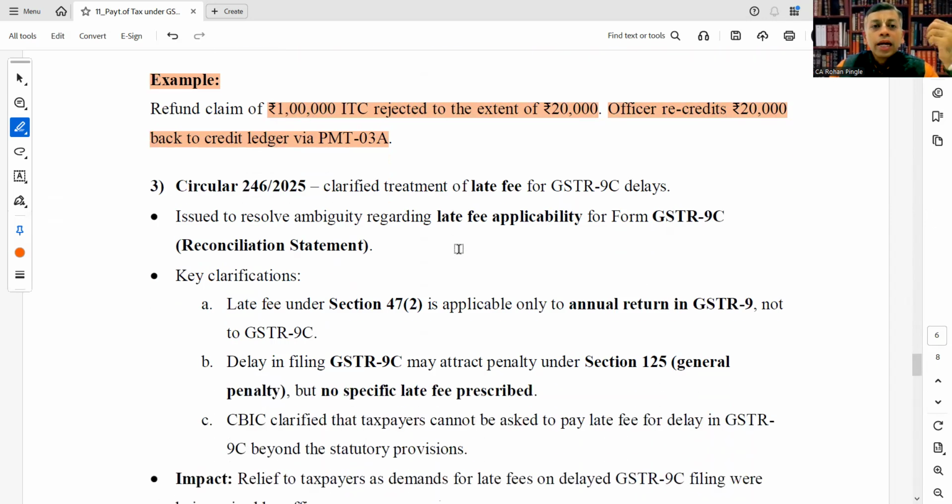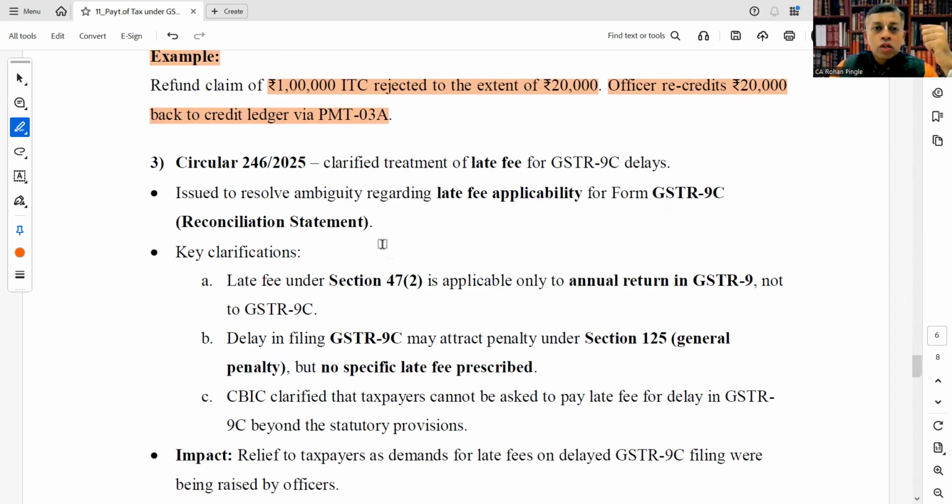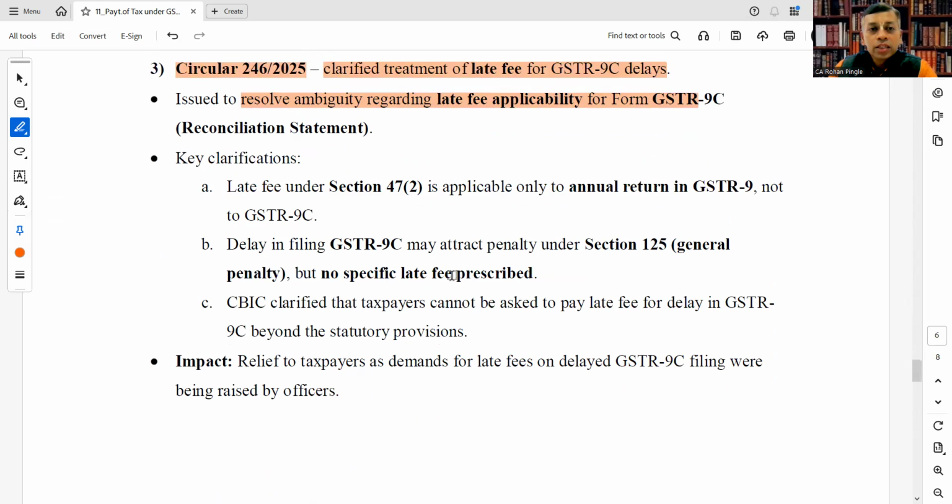Okay. Next, third circular, Circular 246 of 2025, the very latest circular, clarified the treatment of late fee for GST R9C delays. It was issued to resolve ambiguity regarding late fee applicability for Form GSTR-9C, that is the reconciliation statement. And what key clarifications are in this circular?